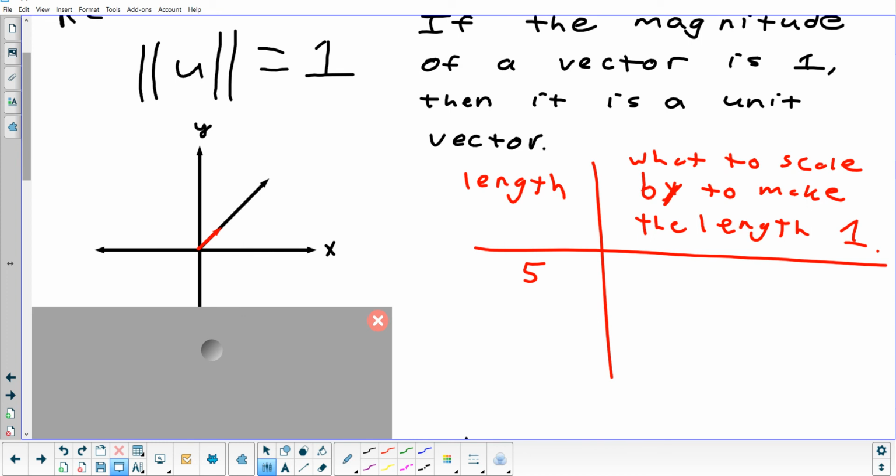So let's say we had a length of, I don't know, 5. What would you scale it by to make it 1? Yep, 1/5. Okay. What if the length was 10? 1/10. What if the length was 1/3? 3. So what if the length was x? 1 over x.